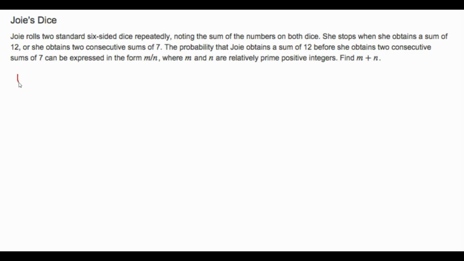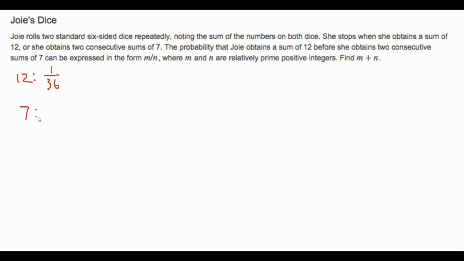So to begin with this problem, let's first find the probability that she gets a 12. Well, this is easy. You just roll two sixes, which each have a probability of 1/6. So the probability of rolling a 12 is 1/6 times 1/6, which is 1 over 36.